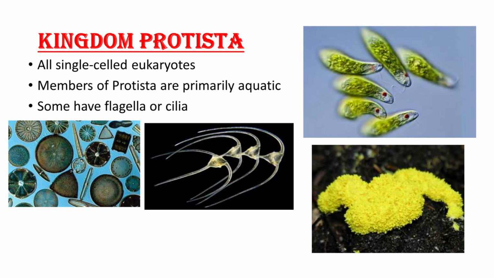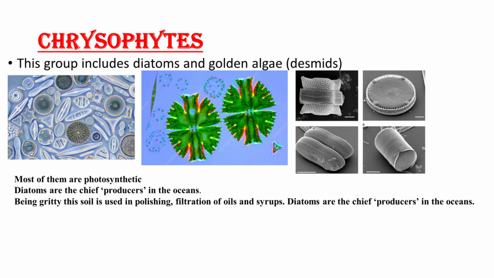Chrysophytes. This group includes diatoms and golden algae, desmids. In diatoms the cell walls form 2 thin overlapping shells, which fit together as in a soapbox. The walls are embedded with silica and thus the walls are indestructible. Being gritty, this soil is used in polishing, and filtration of oils and syrups. Diatoms are the chief producers in the oceans.